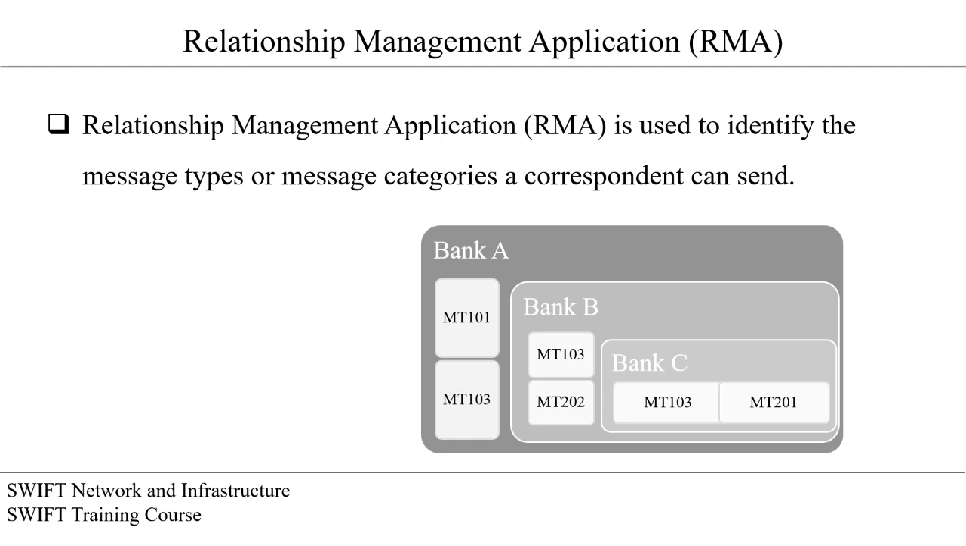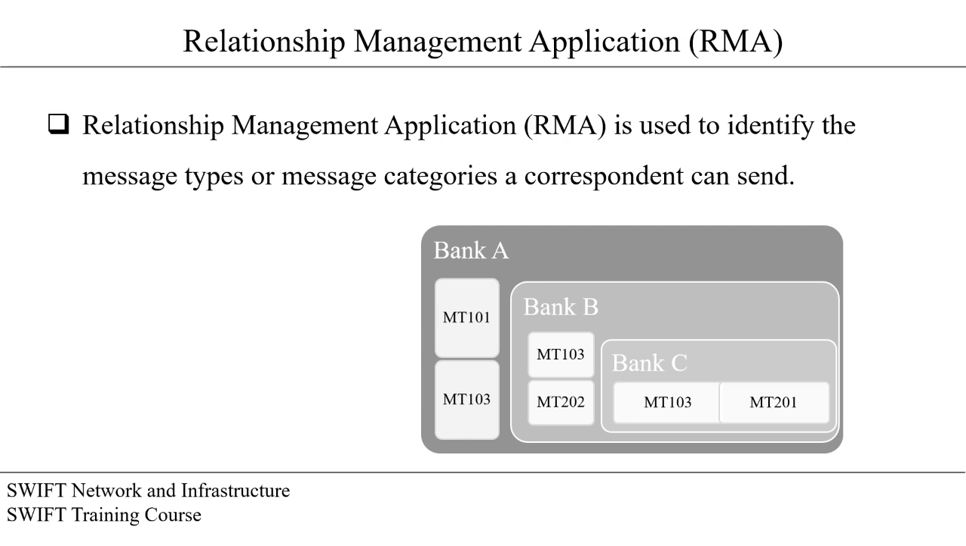Relationship Management Application, RMA. RMA is used to identify the message types or message categories a correspondent can send and receive. For example, if I were to send a message to a friend of mine, we need to have an agreement on what type of messages we're allowed to exchange with each other using the Swift network. That's basically how RMA fits into Swift.